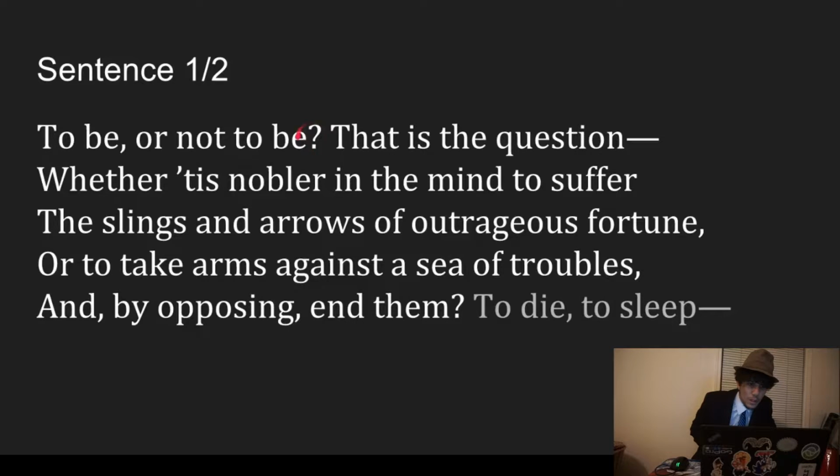Whether 'tis nobler in the mind to suffer the slings and arrows of outrageous fortune, or to take arms against a sea of troubles, and by opposing end them. Is it better to suffer through life, or is it better to just kind of end them? These commas you just kind of bust through. They should be just breaths for you to catch yourself.